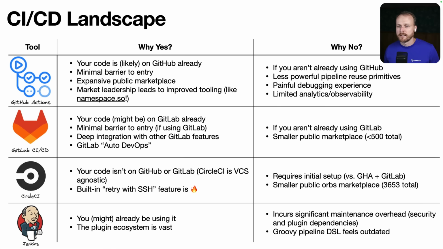For CircleCI, if your code is not in one of those two major providers, but you still want a cloud-hosted CI system, CircleCI might be a really nice option. There is a feature that they have built in called retry with SSH, where when a step in your pipeline fails, you can actually retry that workload and get instant access to the environment where that pipeline is running, which allows you to poke around and debug. There are ways to achieve this on GitHub Actions and other platforms, but having used CircleCI in the past, that feature is one that I miss when using some of these other platforms.